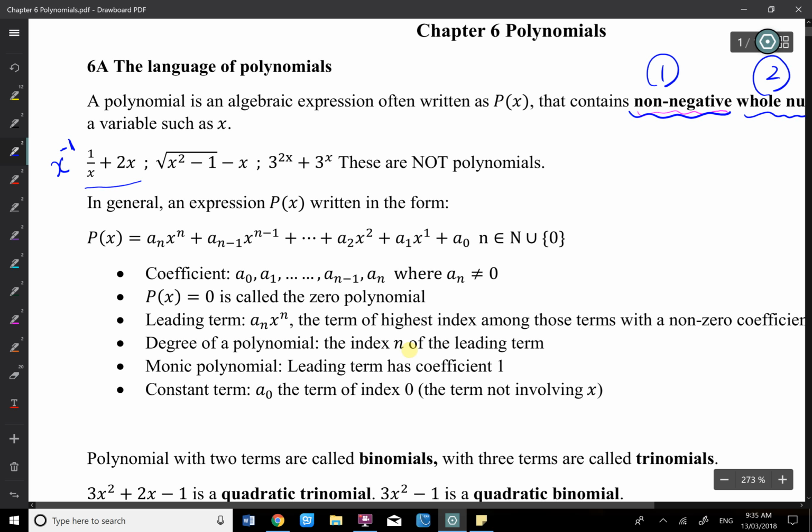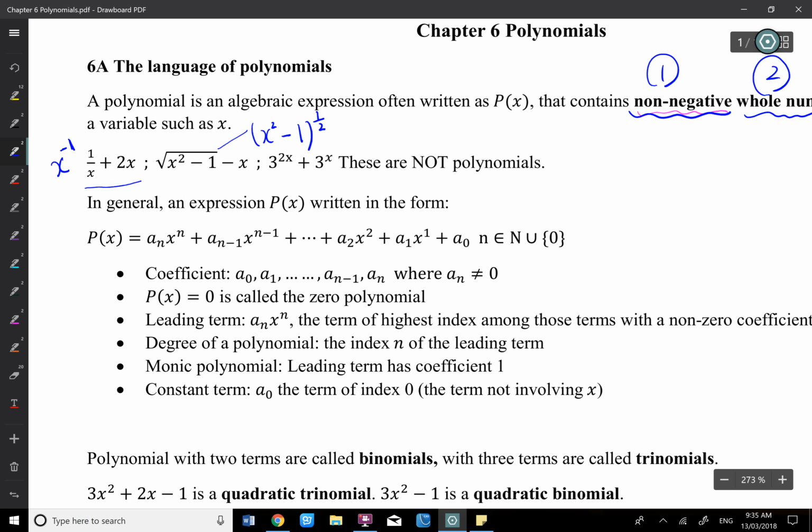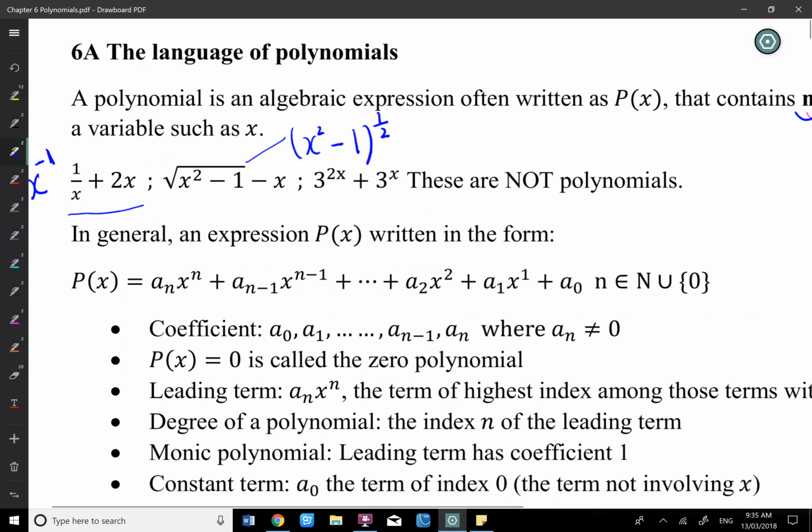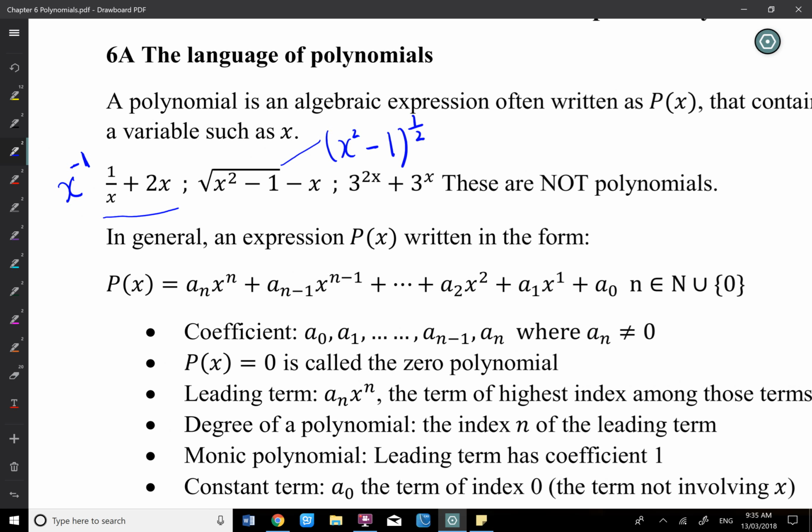Second one, if you look at this one, the square root of x squared minus 1. That's x squared minus 1 to the power of half. I need integers. Fractions are not good. Not a polynomial. It fails the second requirement, integer, whole number. This can't be a polynomial.